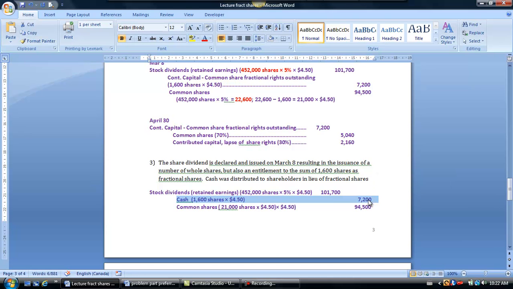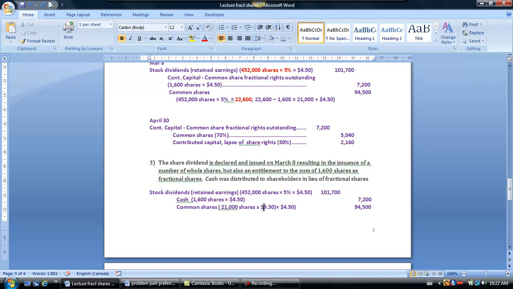So you gave every shareholder their entitlement of fractional shares, but at $4.50 a share, right? So in total, you paid out in cash $7,200. So again, what that means is that instead of issuing fractional share rights and impacting your contributed capital, you took the 1,600 full shares that those share rights equated to, and you just paid them out. And so you gave them $4.50 a share.